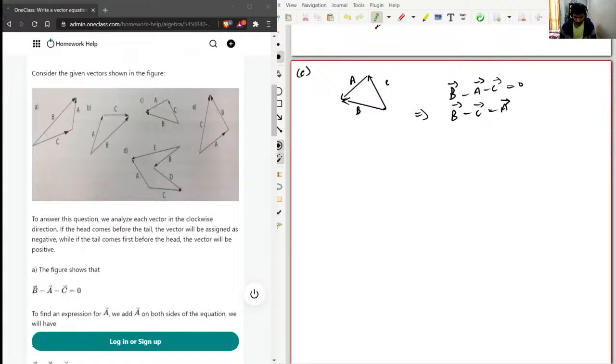For D, so for D it is, one is like this, one is like this, I just want to erase this.